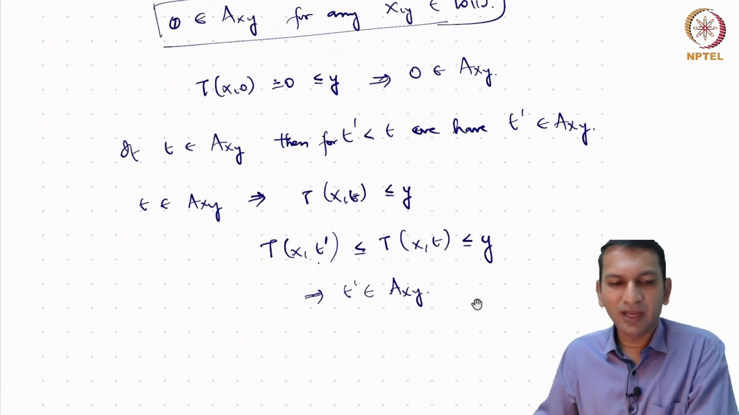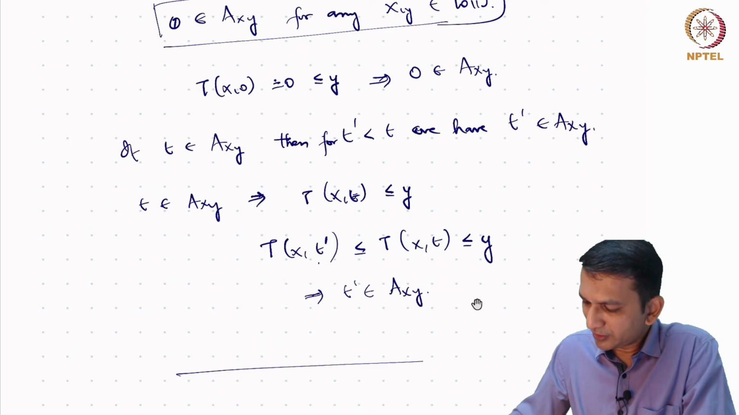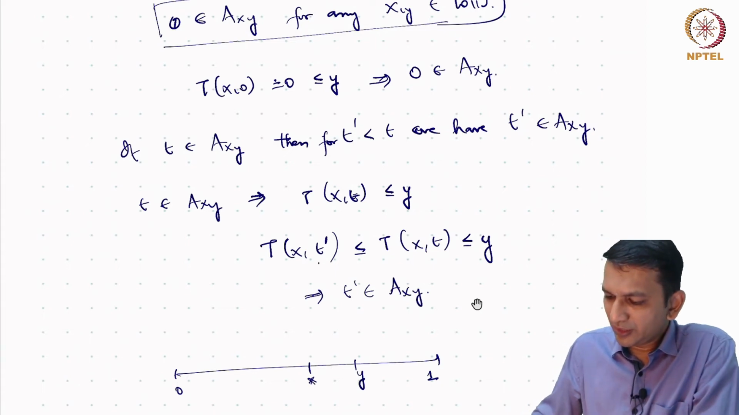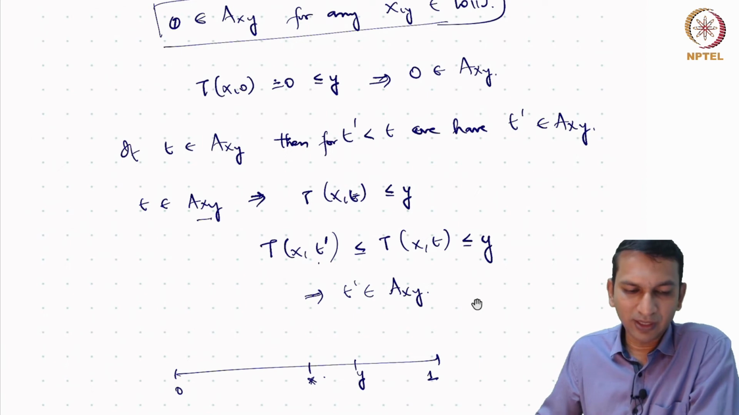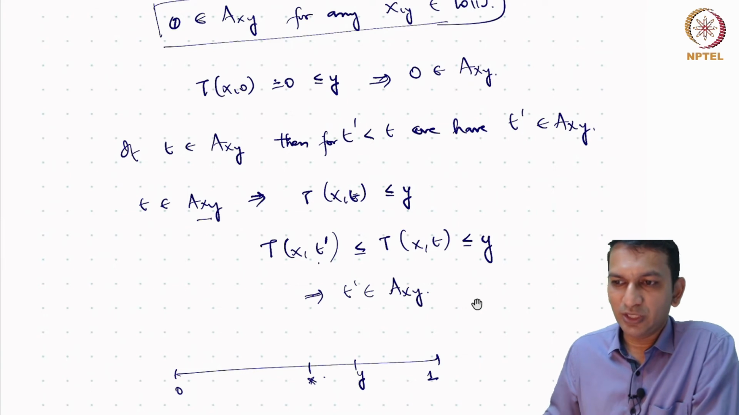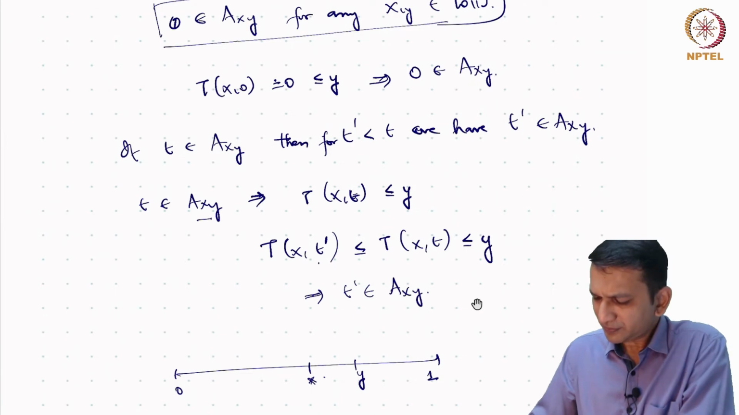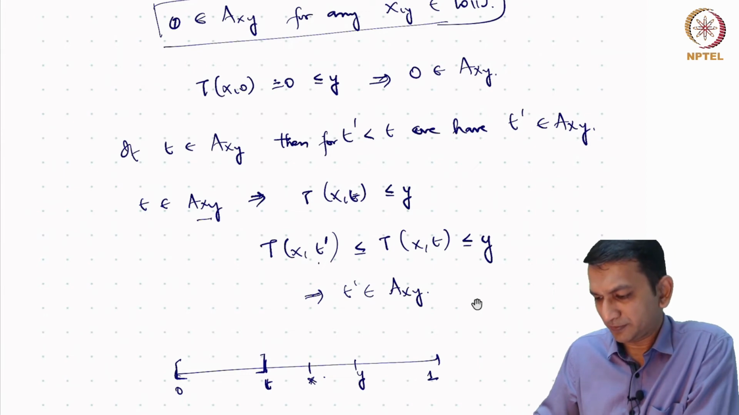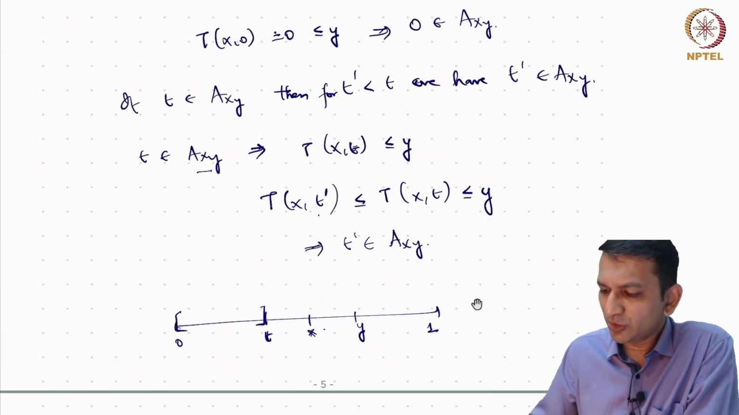So essentially, if you look at it like this, you have an x and you have a y, and you are looking at A_xy for this x and y. x and y can be whichever way, x can be smaller than y or greater than y. But we know [0,1] is a chain, so given any two elements, they are related under the ordering. So if we know that this t is such that T(x, t) is less than or equal to y, then the entire interval also belongs. That means the entire interval is also contained in A_xy.